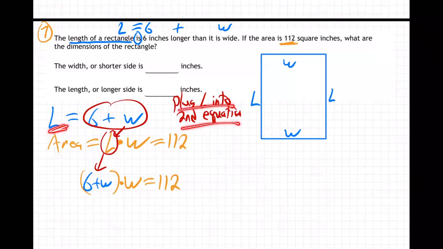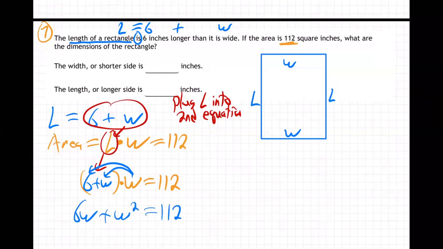So L equals 6 plus W. That means L is the same as 6 plus W, meaning wherever you see L, you can replace it with 6 plus W. So right here, I replaced L with 6 plus W. So 6 plus W, times W, equals 112. Okay, what do we do with that? Well, I'm going to distribute this. Whenever we have parentheses, we distribute, whether the thing is on the right or the left side, doesn't matter. 6W plus W squared is 112.